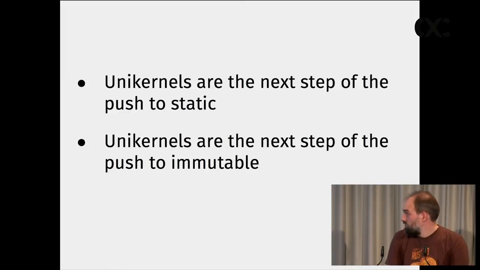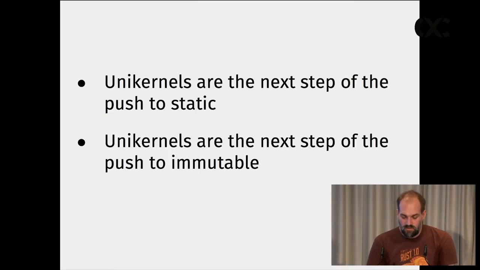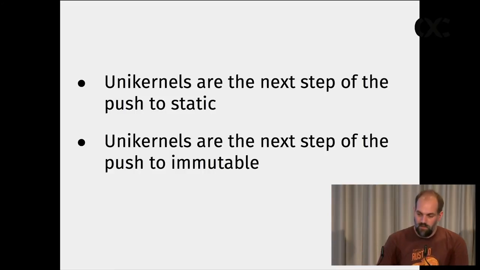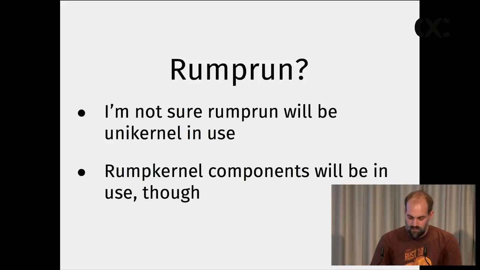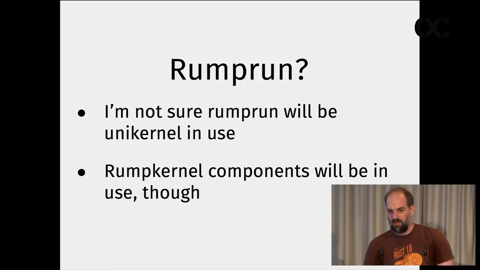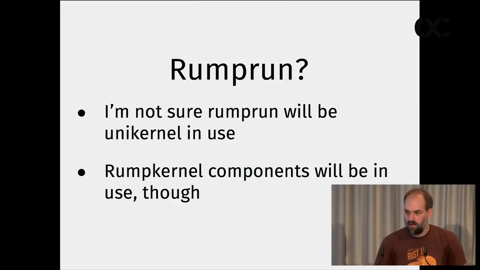They are the next step on the push to static. And I think they are also the next step on the push to having immutable infrastructures, down to: I cannot even change the kernel below the application. But the question is, will it be rumprun? I am absolutely not sure if rumprun will be the unikernel that we see in use in a couple of years. There's a couple of others, Mirage.js and things like that.